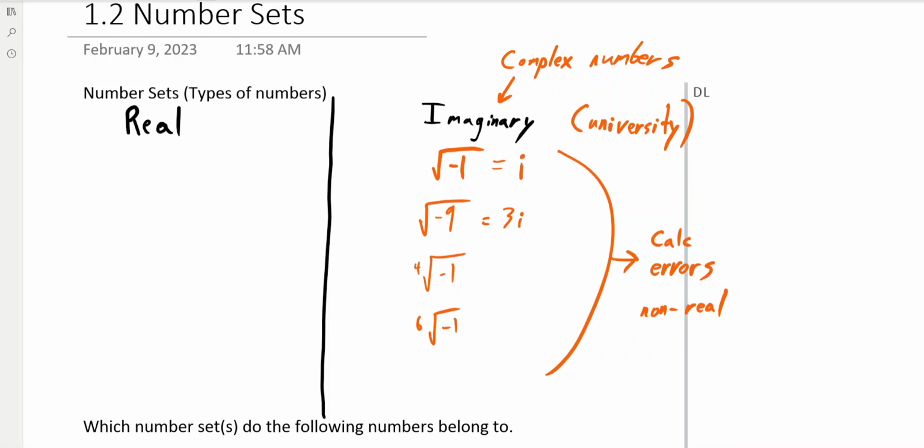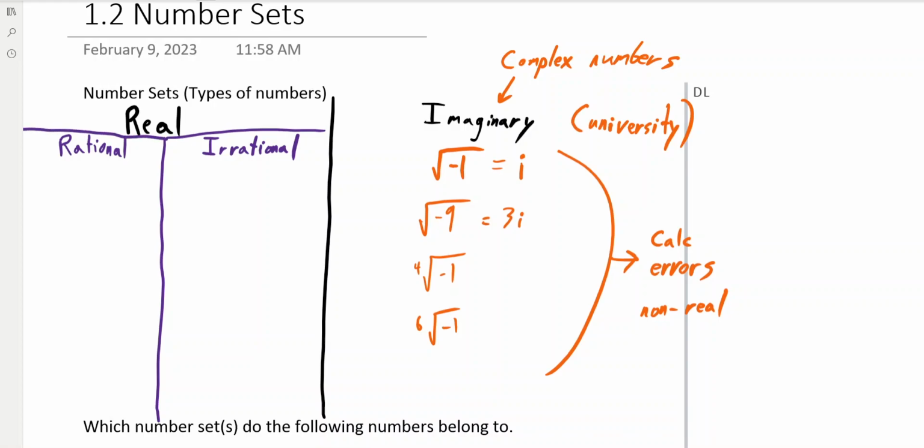Okay, let's take a look at what type of real numbers there are. Well, underneath real numbers, there are two different types of real numbers. There are rational numbers, which are the majority of numbers that you think about, and there are irrational numbers. And all real numbers fit under those two categories. Okay? So real numbers have rational and irrational. Imaginary is completely separate.